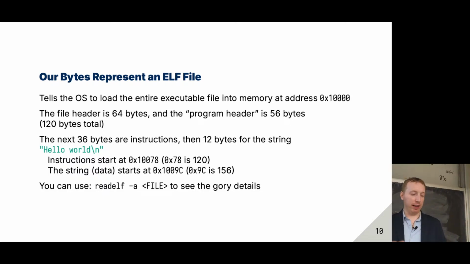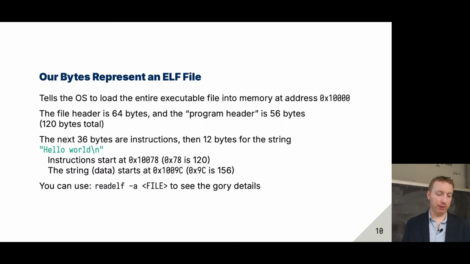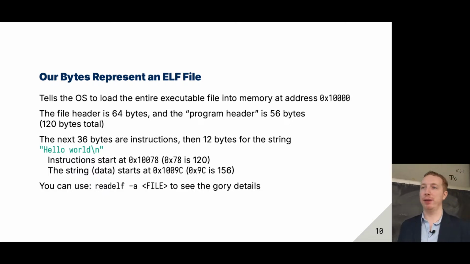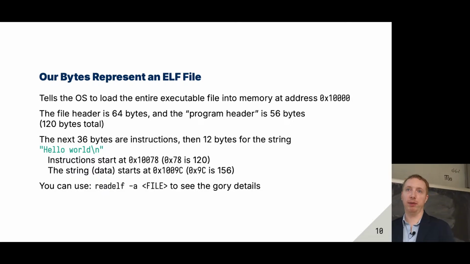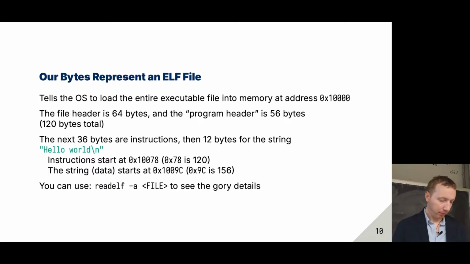So there is a file header that's 64 bytes, and a program header that says where to load something into memory, and that is 56 bytes. So those 128 bytes are just describing what is in the file, and they're not actually doing anything. The header will contain things like, what architecture is this for? What operating system is it meant to run on? What byte order is it in? And boring details like that.